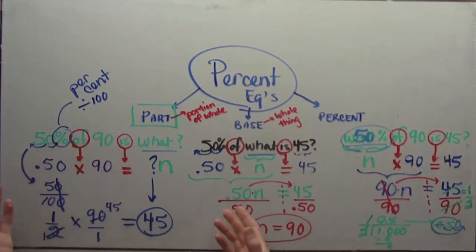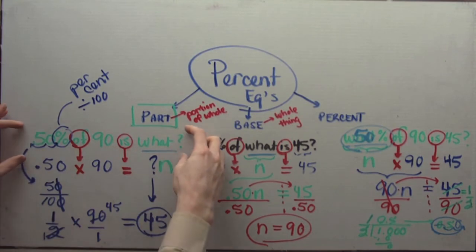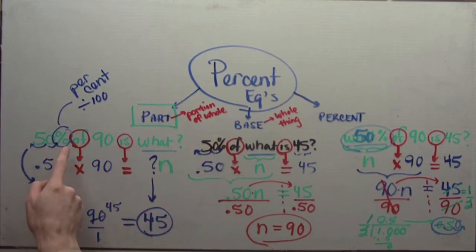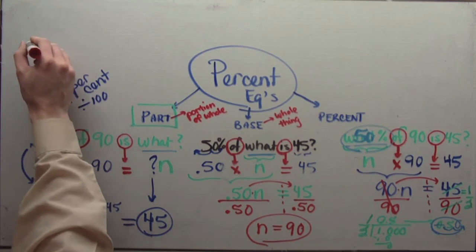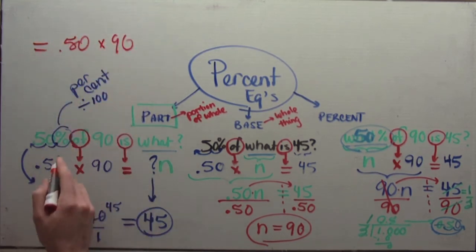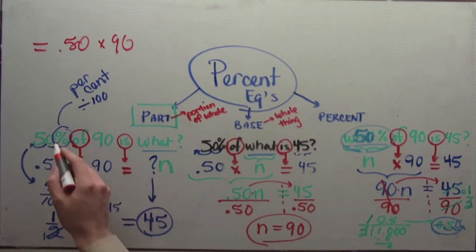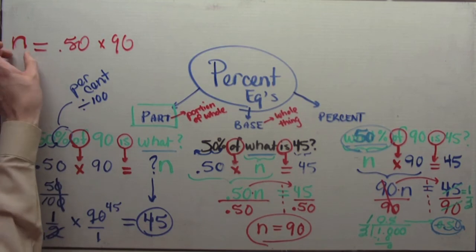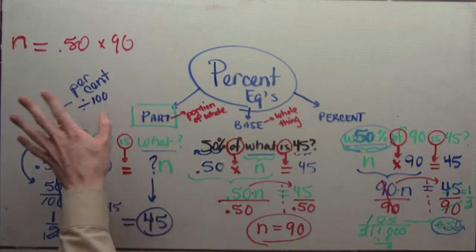Now there are some variations in part equations, the way that they're laid out in your textbook. Sometimes they will say, what is 50% of 90, and put the what at the beginning. But that's not going to change anything really. You're just going to have this equals 0.50 times 90 instead of 0.50 times 90 equals n. You can put the n in front. What's important is that the n is not next to a number for any part equation.